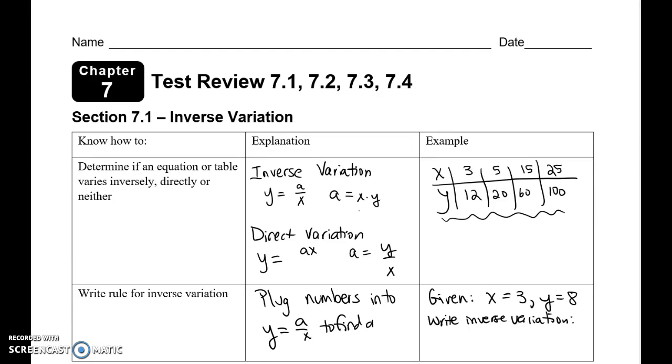So what you need to do is multiply the x and y to see if it's inverse, or divide y by x to see if it's direct.